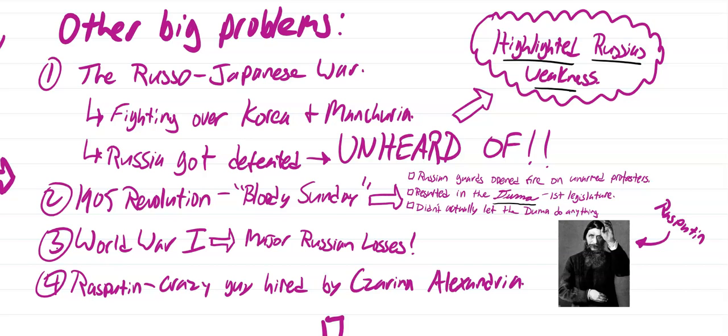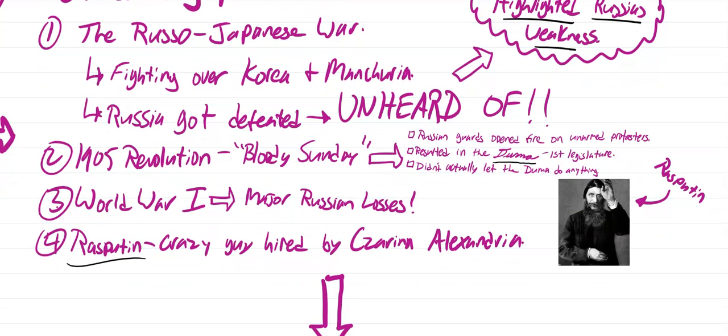And then another big problem here. So these are all the big problems. Another big problem here is this guy Rasputin. All right. So first of all, if you've seen Anastasia, you already know all this, right? Maybe not quite. Anastasia is a great movie, but nevertheless, Rasputin, the bad guy in Anastasia, was kind of a crazy guy that was hired by Tsarina, the Tsar's queen, essentially, Alexandra.